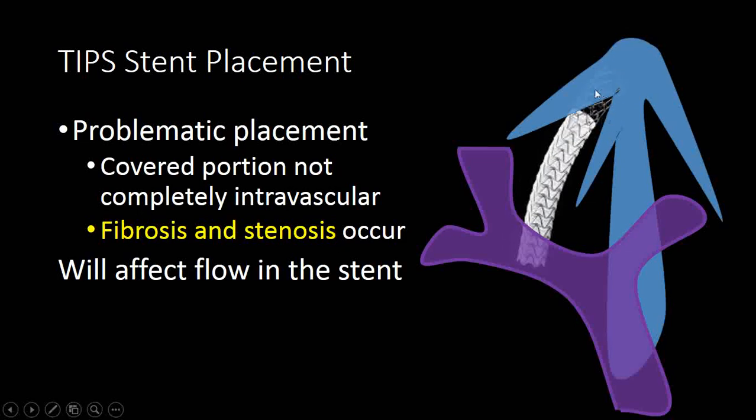If part of this TIPS stent does not extend all the way into the vessel and is surrounded by liver parenchyma, then you can get an inflammatory reaction with subsequent fibrosis and stenosis, or what is sometimes called pseudo-intimal hyperplasia, and that results in abnormal flow in your TIPS stent. And it often occurs over time. Many times these days we start to see this within the first 6 months of TIPS placement.